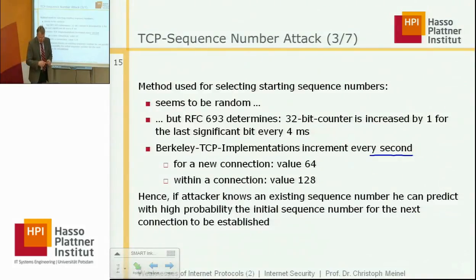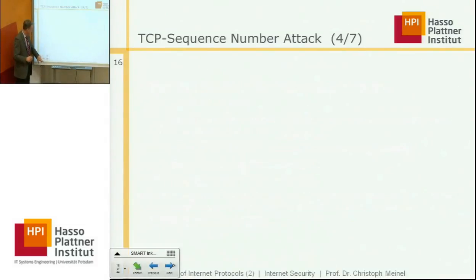What is the problem? If an attacker knows an existing sequence number, he can predict with high probability the initial sequence number for a new connection. From a known sequence number, one can predict the new initial sequence number. If it were randomly determined, it would be completely impossible. If it were done very carefully, it would be almost impossible. But if it's done in such a lazy way, then one can predict. And exactly this is what the TCP sequence number attack is based on.